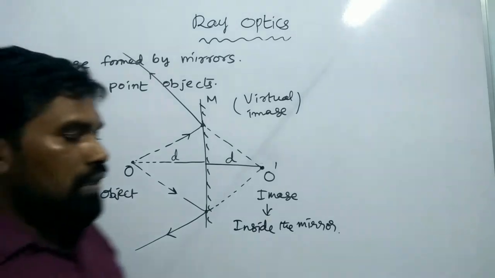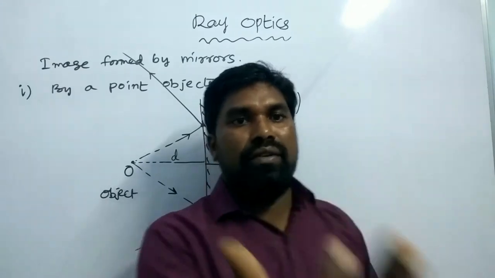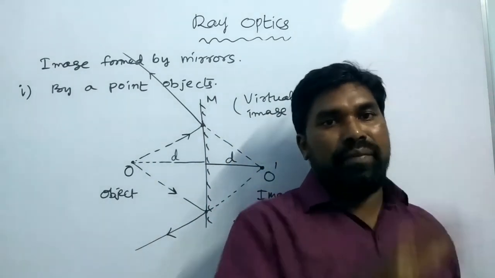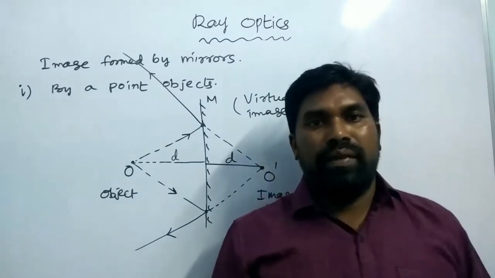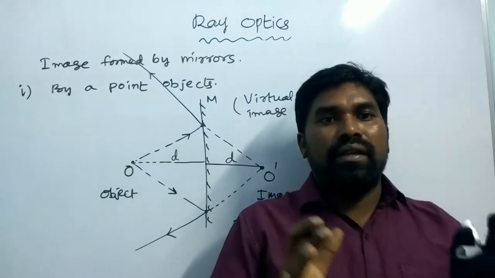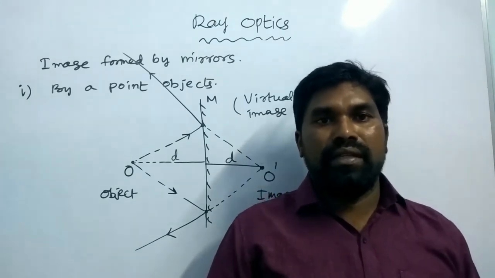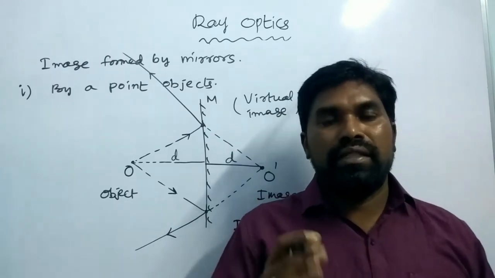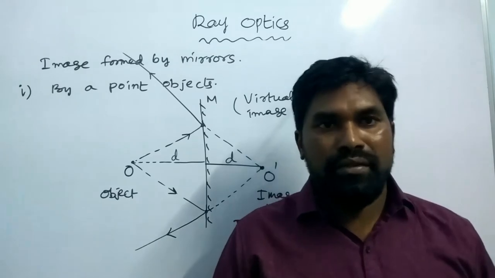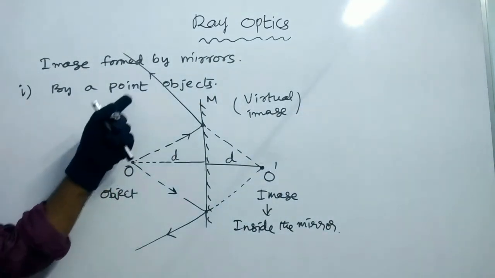Ordinarily, when we stand in front of the mirror, we can see our image in the mirror, inside the mirror, not behind it. That image is the virtual image. We cannot sustain that image forever, it is not possible to sustain it. That is the virtual image. If it is possible to capture the image, that is the real image. Right, this is the formation of the image by the mirror.